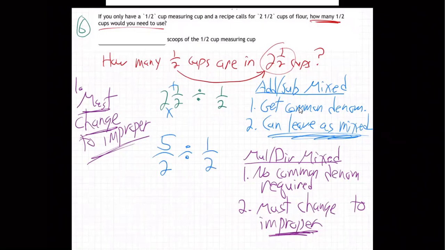Step number one, you must change to improper. You cannot leave them as a mixed number when you're multiplying and dividing. You have to change them to improper. Step two, how do we divide two fractions? Now they're just normal fractions, aren't they?